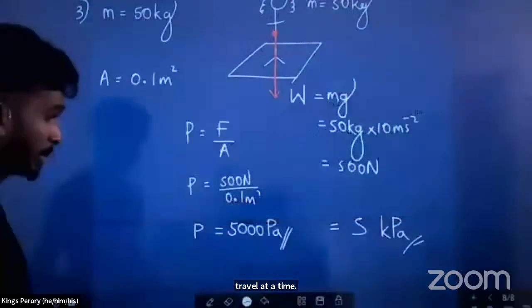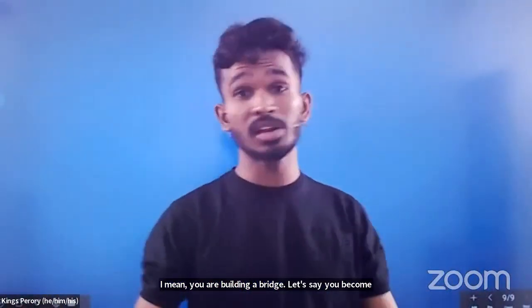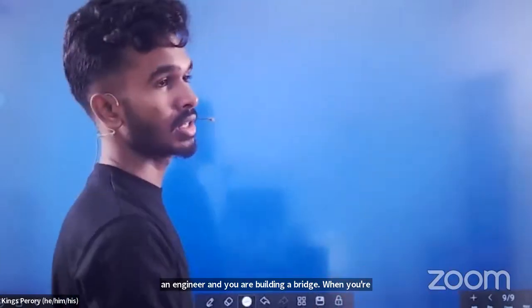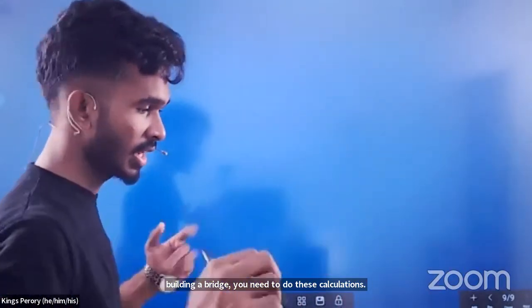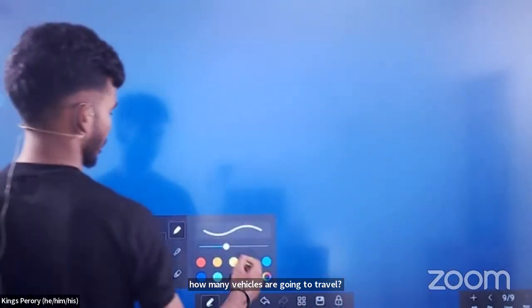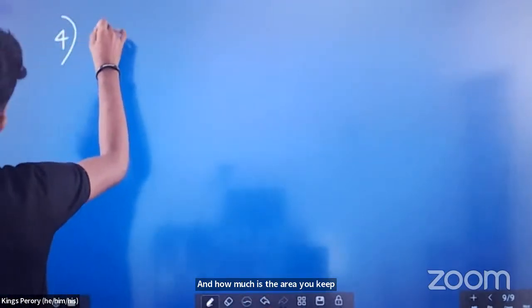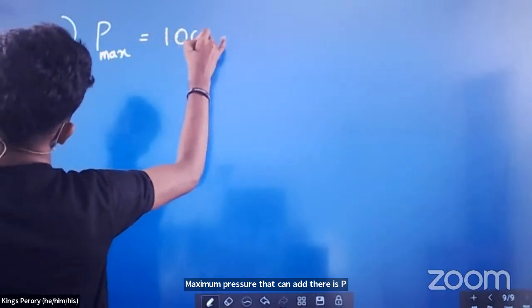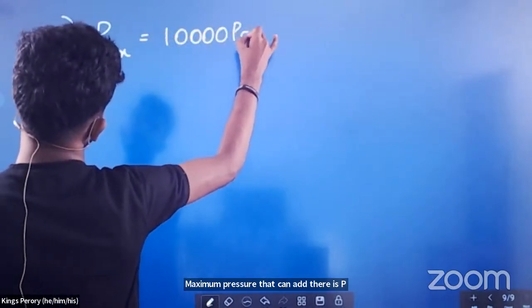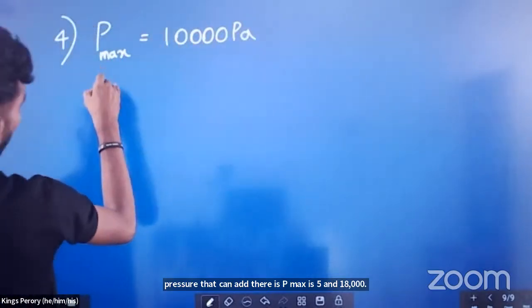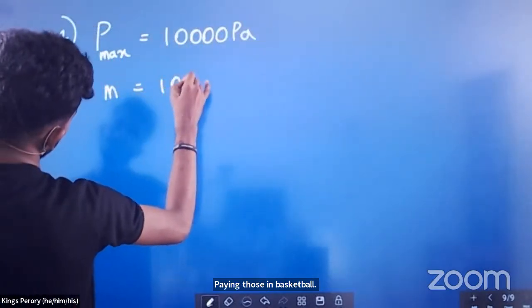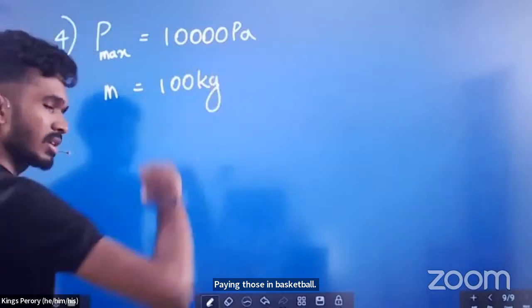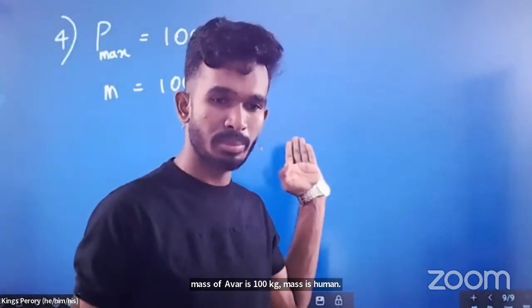When you are building a bridge, let's say you become an engineer, you need to do these calculations. How many vehicles are going to travel? Then how much area do you keep? The question is, the maximum pressure that can act there, P max, is 10,000 Pascal. The mass of a car is 100 kg. Mass is given. First of all, tell me, can we do this question using masses?